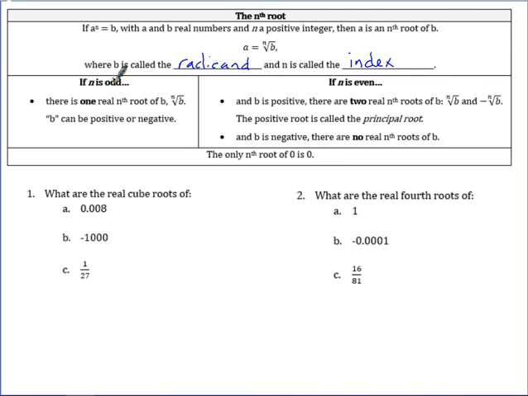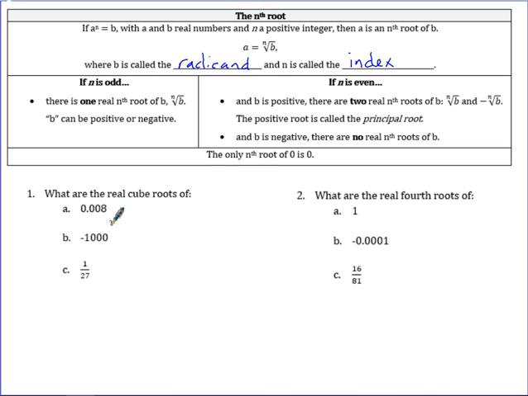If n is an odd number, there's one real root, and it doesn't matter, the radicand can be positive or negative. So we can take the root of negative numbers if the index is odd. And then if the index is even, it's positive and negative. So just like last chapter, anytime we did the square root, we had to say plus or minus. And you cannot take even roots of negative numbers.